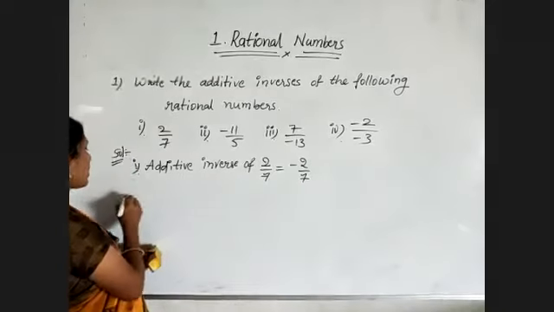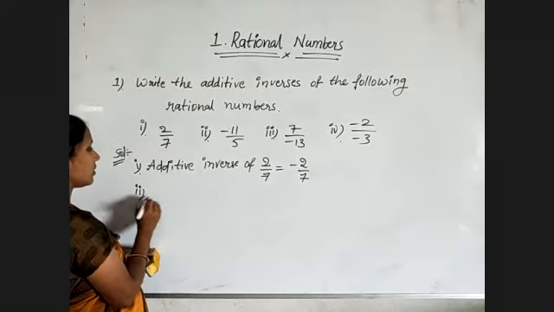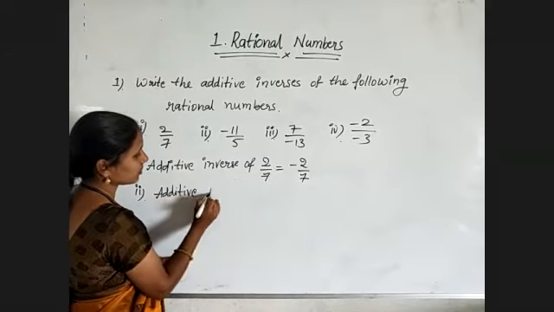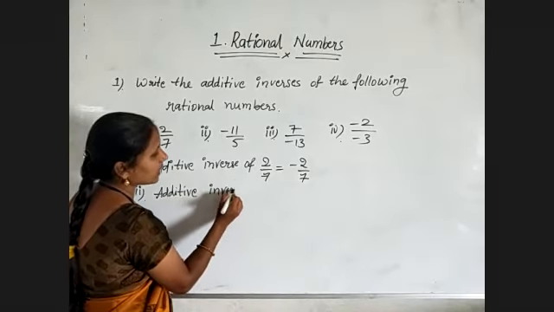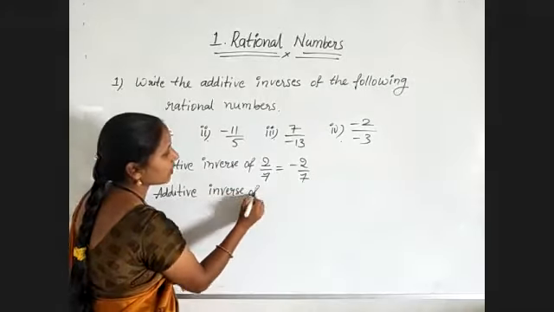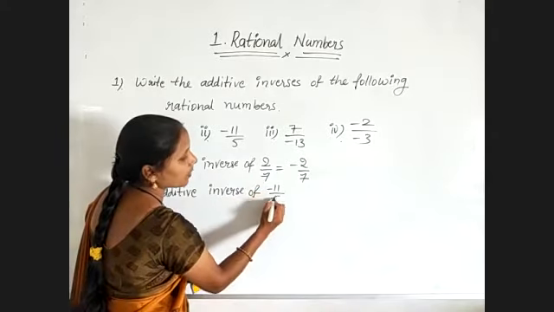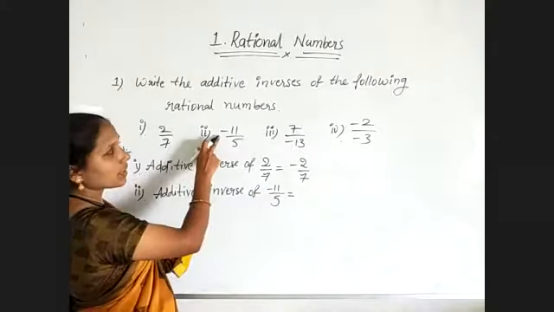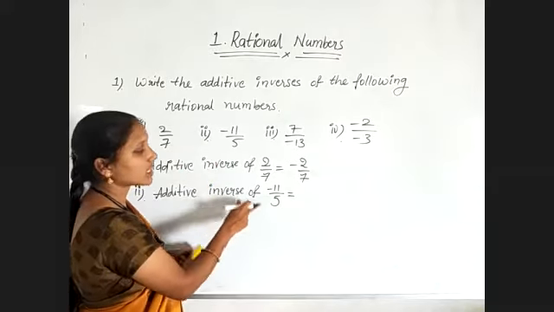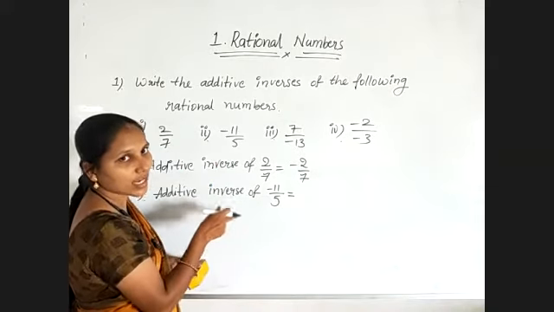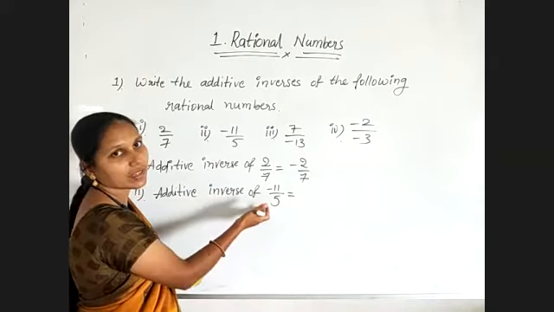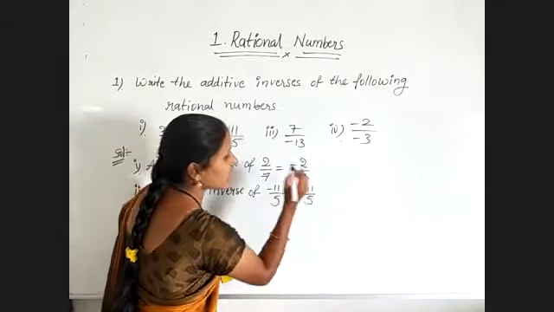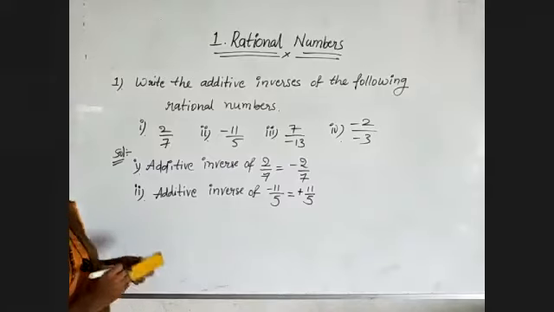Now coming to the second one, the additive inverse of minus 11 by 5 is equal to. So as I told you, first we need to identify whether it is a positive rational number or a negative rational number. It is a negative rational number. So we will get the result: plus 11 by 5 is the additive inverse of minus 11 by 5.